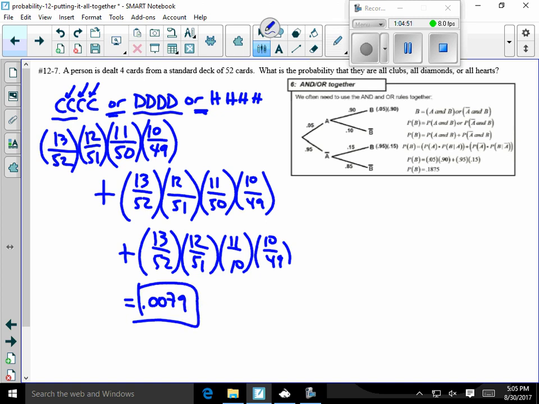So I think this one is pretty clearly going to be an and/or rule problem. We have 3 different ways to meet the criteria: all clubs or all diamonds or all hearts. But to evaluate one of those, all clubs, it's a club and a club and a club and a club. So remember, you multiply for and, you add for or, and every time you start over with or, the problem starts fresh.